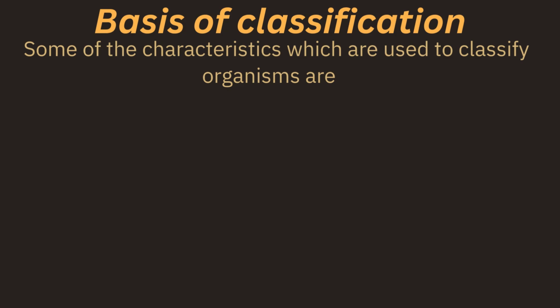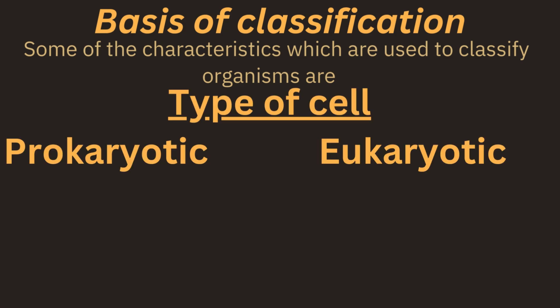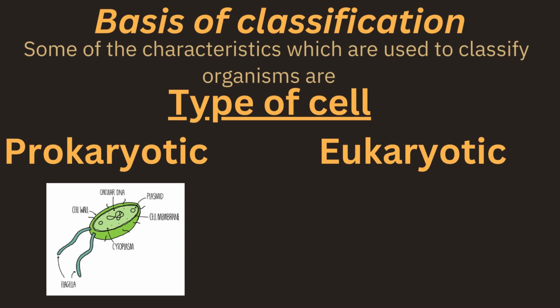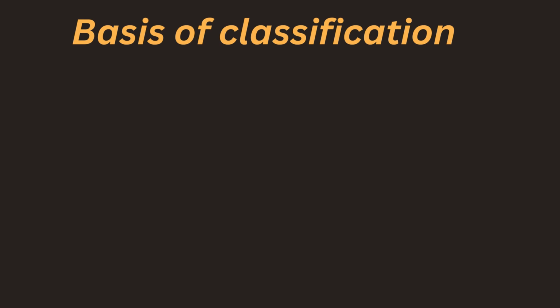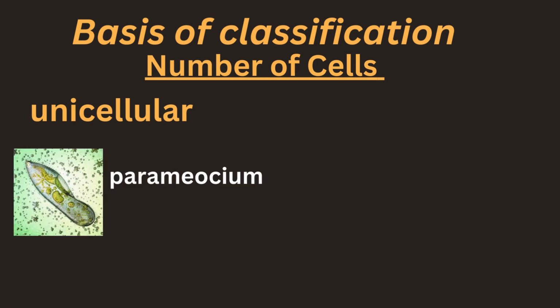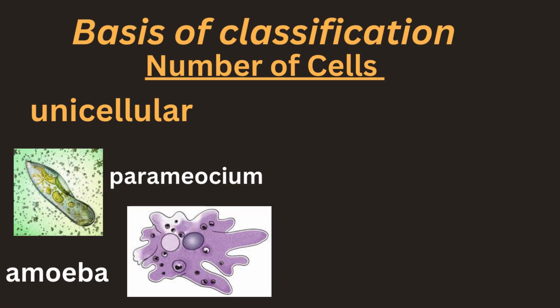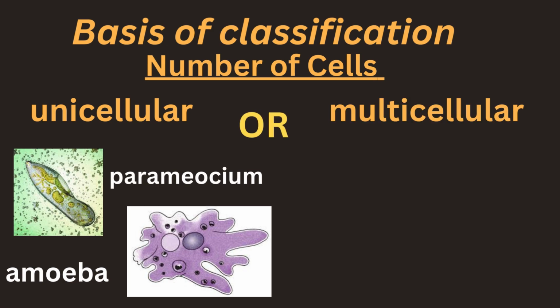Some of the characteristics which are used to classify organisms are type of cell, which can be either prokaryotic, meaning lacking a distinct nucleus and membrane-bound organelles, or eukaryotic, meaning organisms whose cells have a membrane-bound nucleus. Another basis of classification is number of cells, where organisms can either be unicellular, meaning one-celled like Paramecium and amoeba, or multicellular, meaning having multiple cells like plants, animals, and human beings.